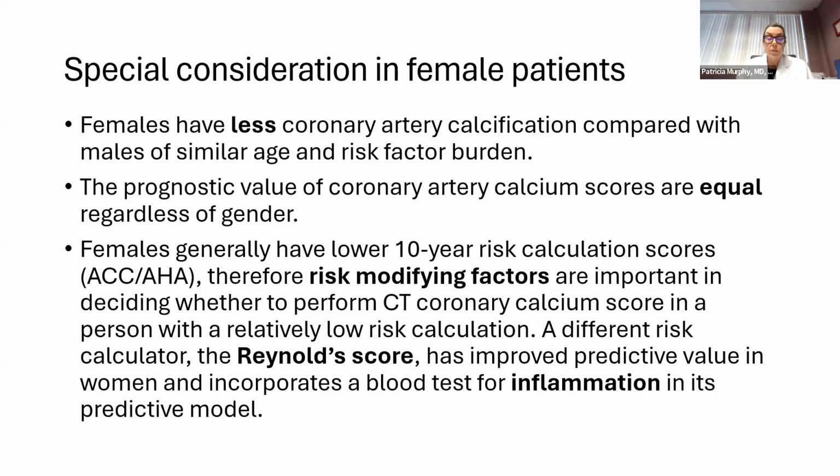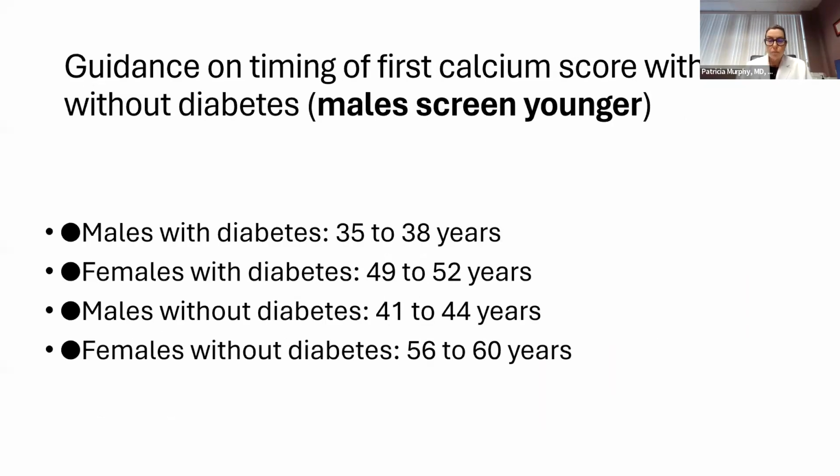Females generally have a lower 10-year risk calculation using the risk calculator that we talked about earlier, from the American College of Cardiology and American Heart Association. And therefore, those risk modifying factors that we talked about earlier are important in deciding whether to perform a CT coronary calcium score in a person with a relatively low risk calculation. And there is a different type of risk calculator called the Reynolds score, which has improved predictive value in women. It incorporates a blood test called high sensitivity C-reactive protein, which is a measure of inflammation, in its predictive model. So, we have to take the individual into account when we're making these recommendations.